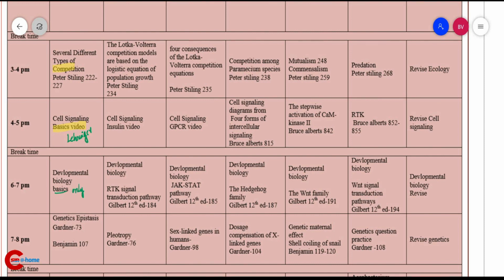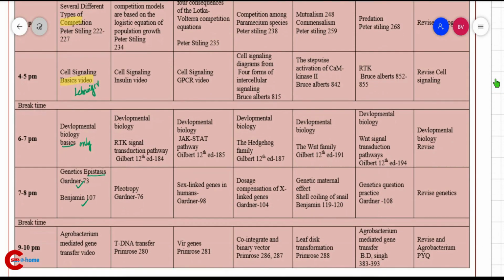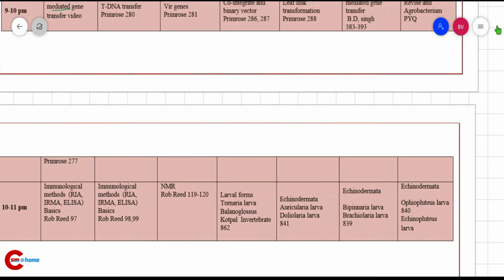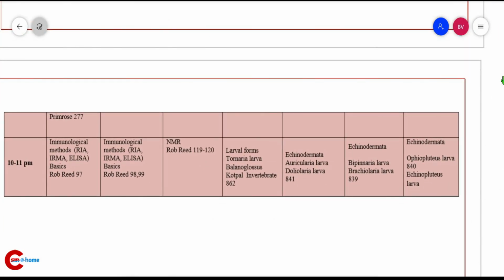Then 6 to 7 p.m., developmental biology basics. Just study the basics from Gilbert. Then 7 to 8 p.m., genetics. Reference book Gardner and Benjamin. You can study epistasis. Then 9 to 10 p.m., study Agrobacterium-mediated gene transfer. You can watch the video we have on it, or refer to Primrose page number 277. Then 10 to 11 p.m., study the immunological methods from Rob Reed.